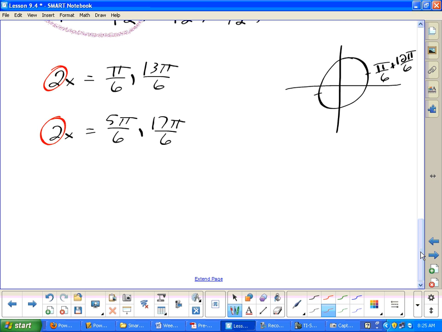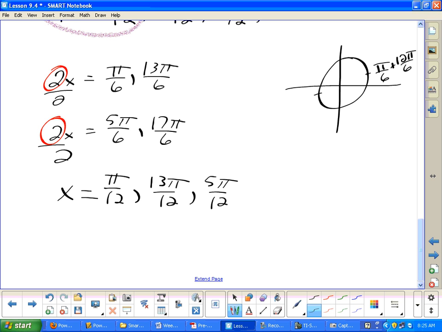So you can do it either way. Think of it as going around the circle twice, or 3 times or 4 times, depending on what that number is, and then just taking those numbers and dividing everything by 2. So we would get pi over 12, 13 pi over 12, 5 pi over 12, and 17 pi over 12. So whether you want to think of it as all the possible answers there could be, and then find them, or you want to limit it to going around the unit circle so many times and then selecting those answers, it's up to you.